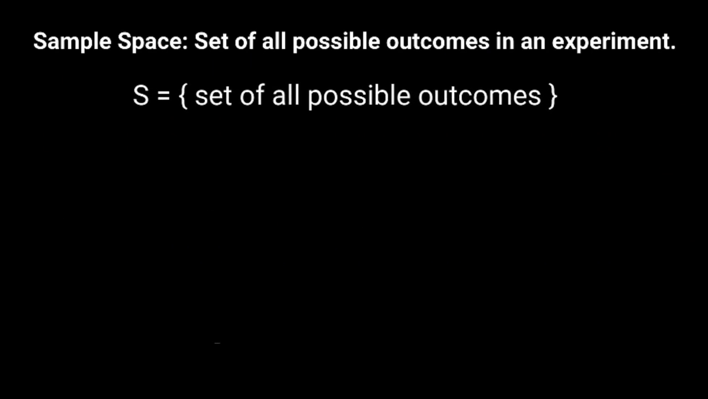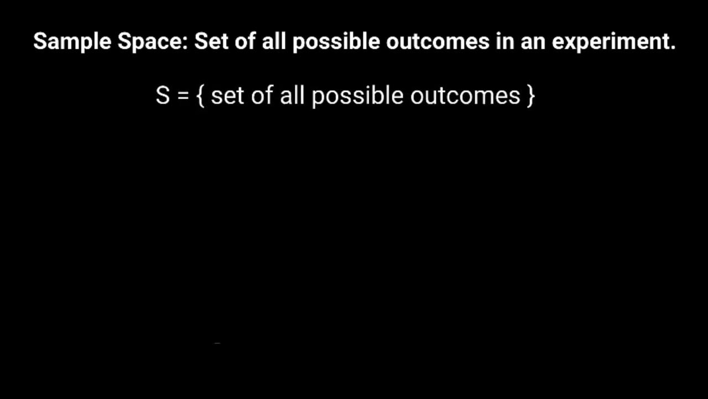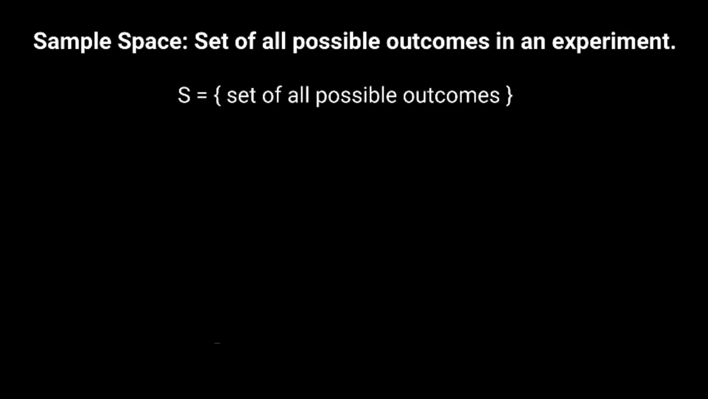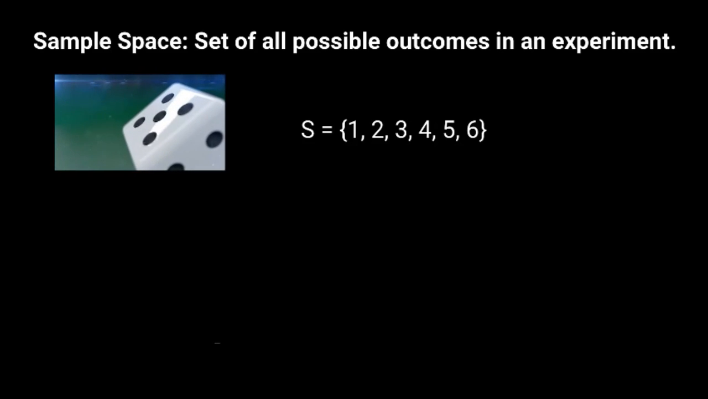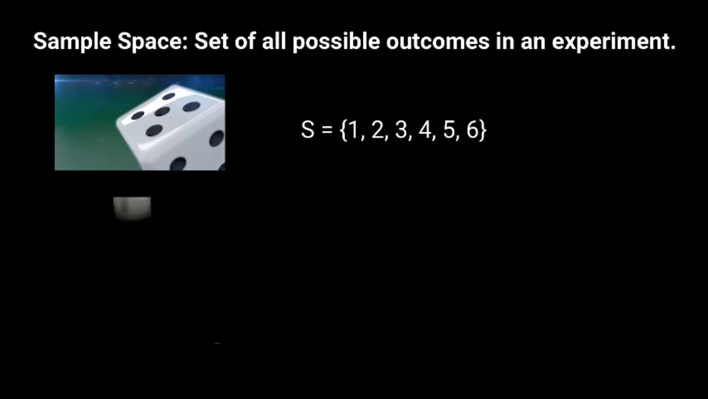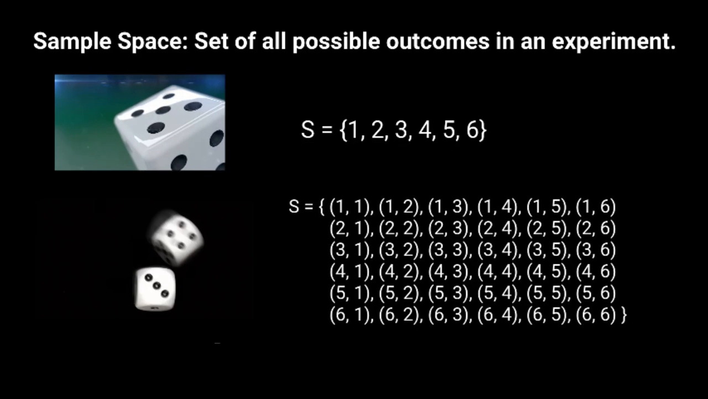The set of all possible outcomes for any given experiment is called the sample space. It is represented by S. We can consider the sample space as the universal set for the given experiment. In a single die tossing experiment, the sample space is the set of total 6 outcomes. If we consider the 2 dice tossing example, the sample space is the set of total 36 possible outcomes.